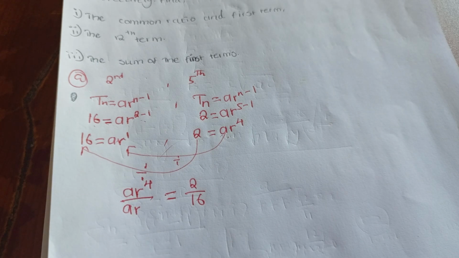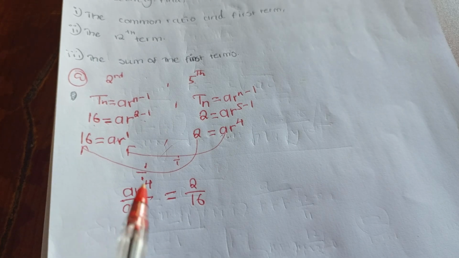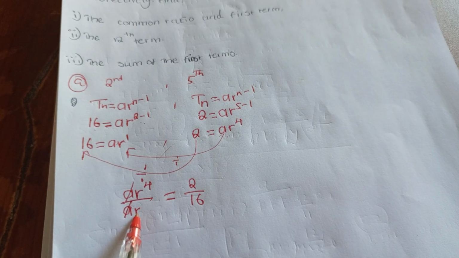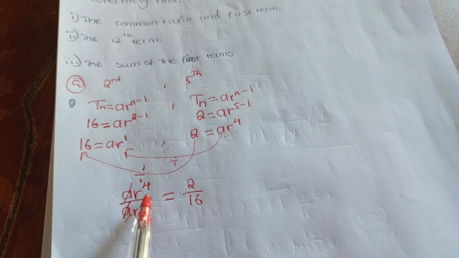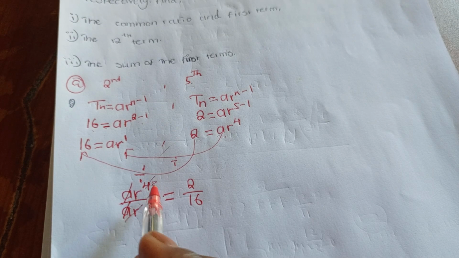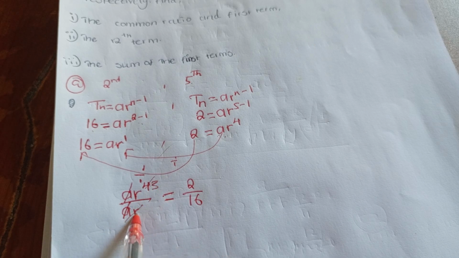Now you solve the equation. A and A are gone. How many R's are there? On top there are 4 and at the bottom there is 1, so 1 R is gone and we remain with R to the power 3, because we cancel this R.